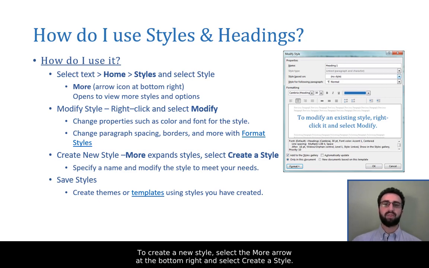To create a new style, select the More arrow at the bottom right and select Create a Style. Choose a name for the style, and then modify it according to your needs. You can also tweak a defined style and save it as a new one. This is the method you would use in Word 365 Online. Overall, styles are vital to creating a usable and accessible document.